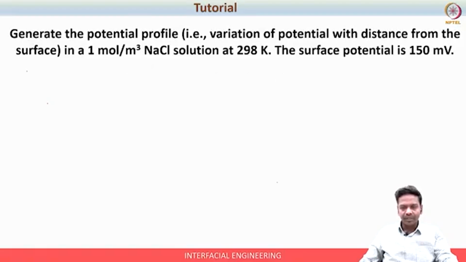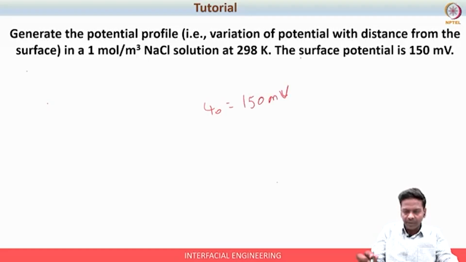The next tutorial that we can look at is to generate the potential profile. So considering the variation of potential with the distance from the surface, right? In a 1 mole per meter cube NaCl solution at 298 Kelvin, the surface potential is given. So that is psi naught, which is going to be 150 millivolt.